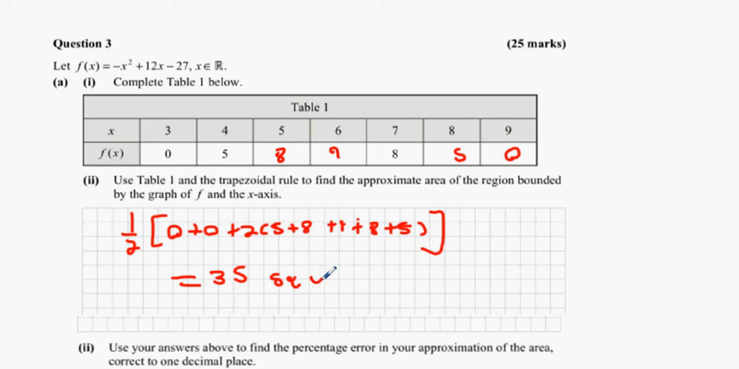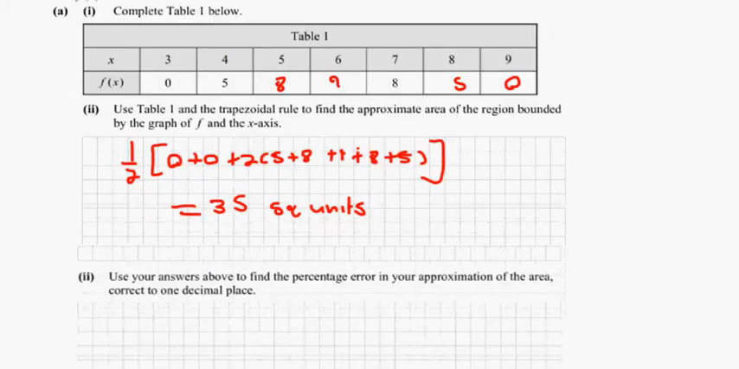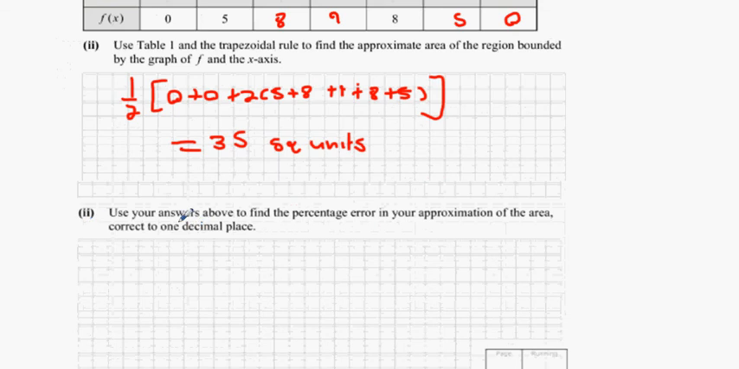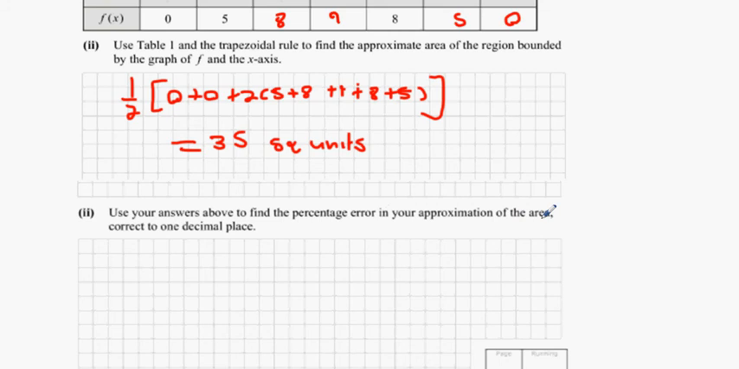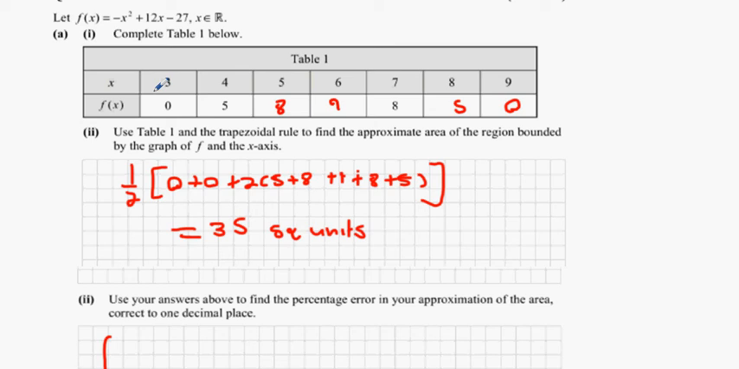Because you don't know if it's meters or centimeters, you have to say square units. Now, use your answers above to find the percentage error in your approximation of the area, correct to one decimal place. Well, what we're going to do is calculate the area from x equals 3 to x equals 9 using integration.